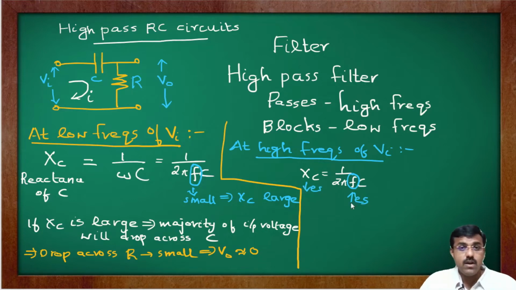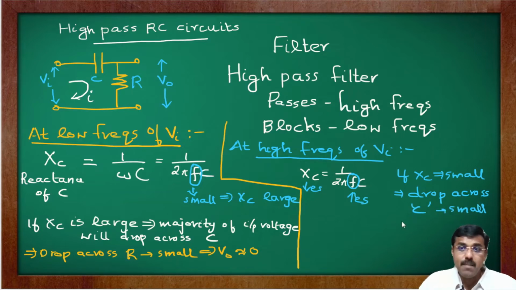Reactance will be small. So if Xc is small, that means the drop across the capacitor will be small, correct? The voltage drop across C will be small because reactance is small. So very less drop across the capacitor, and majority of the voltage will drop across the resistor, correct?